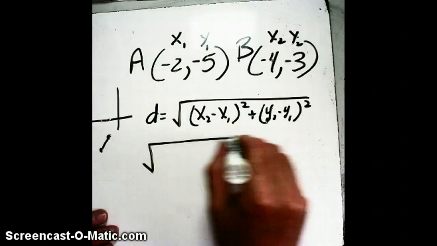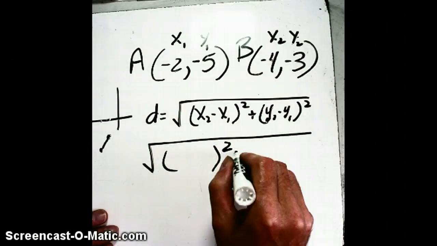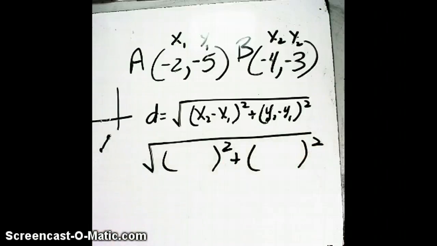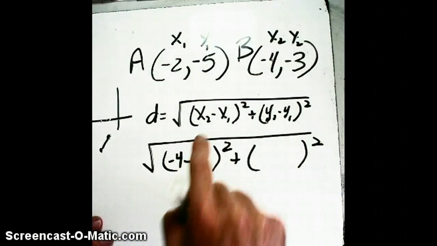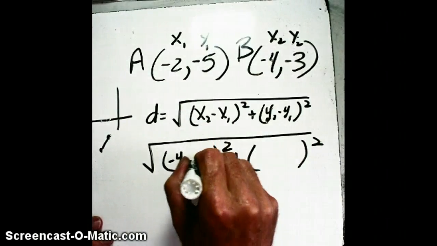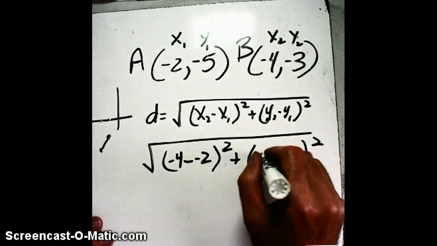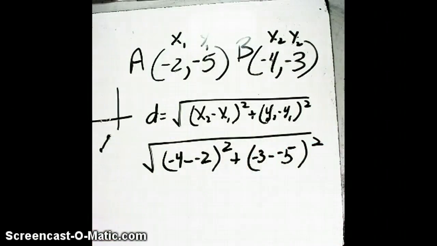So let's see. I'm trying to plug in what I know. It's really like the Pythagorean theorem. So x sub 2 is -4 minus, that's this sign, x sub 1 is -2. And then I do the y's, -3 minus -5.